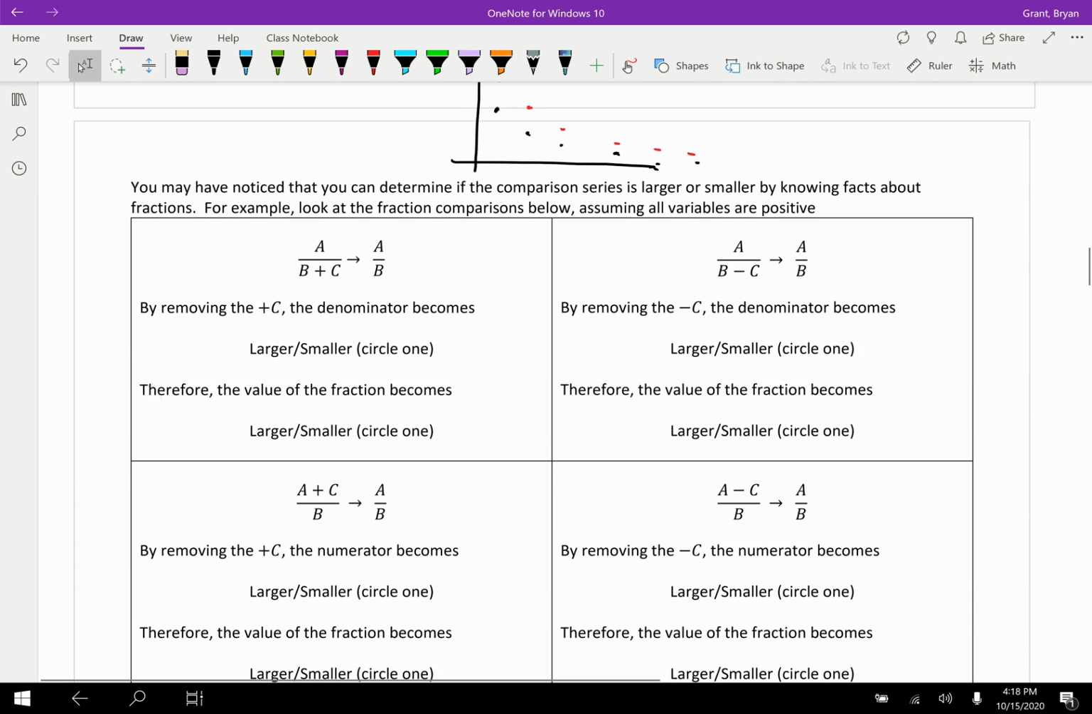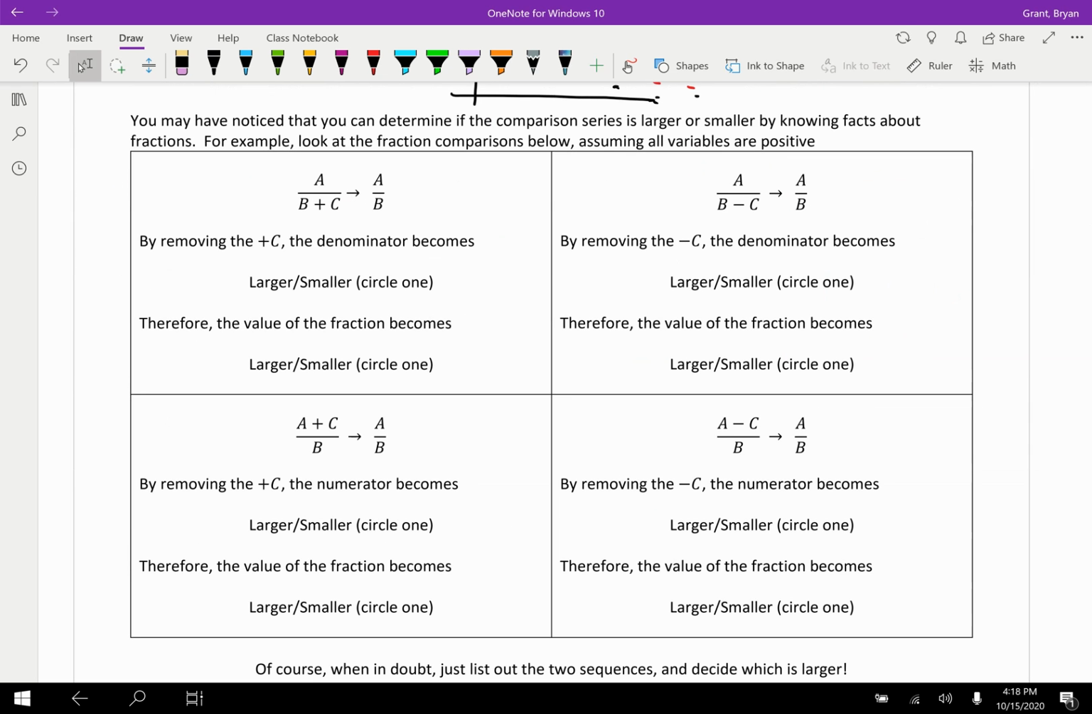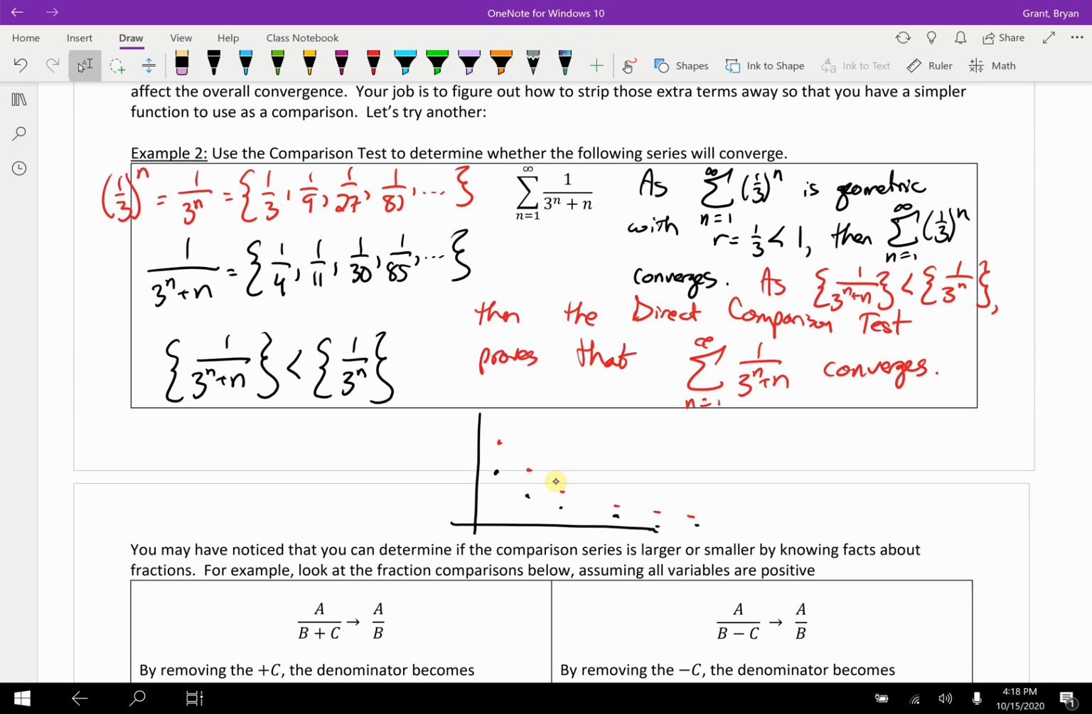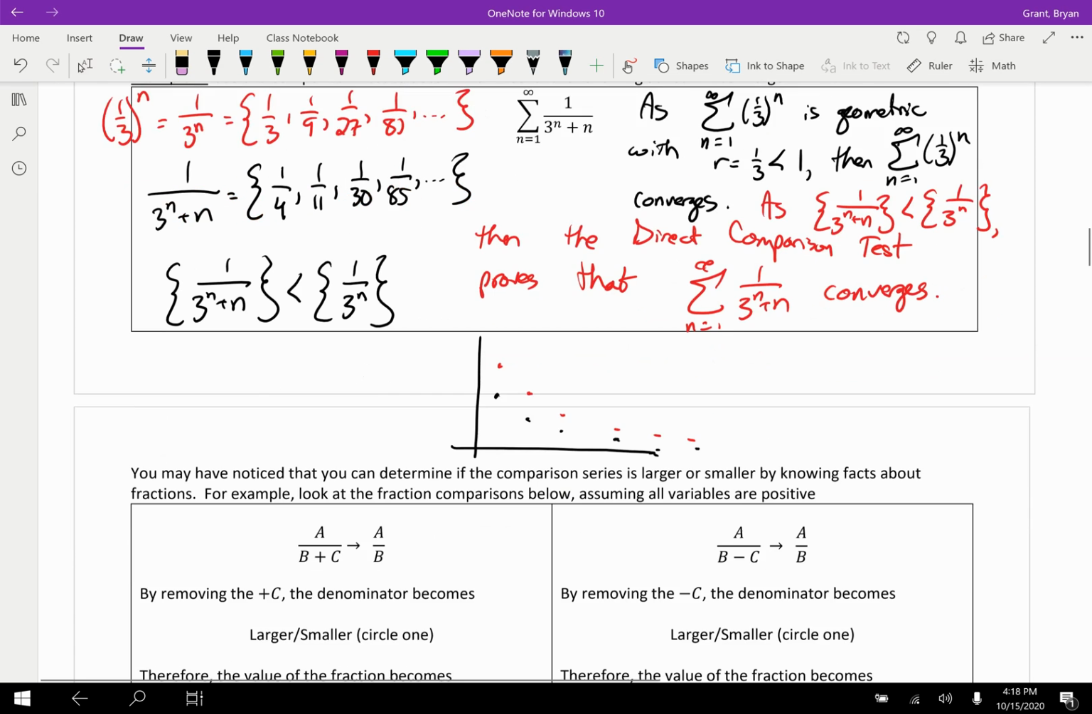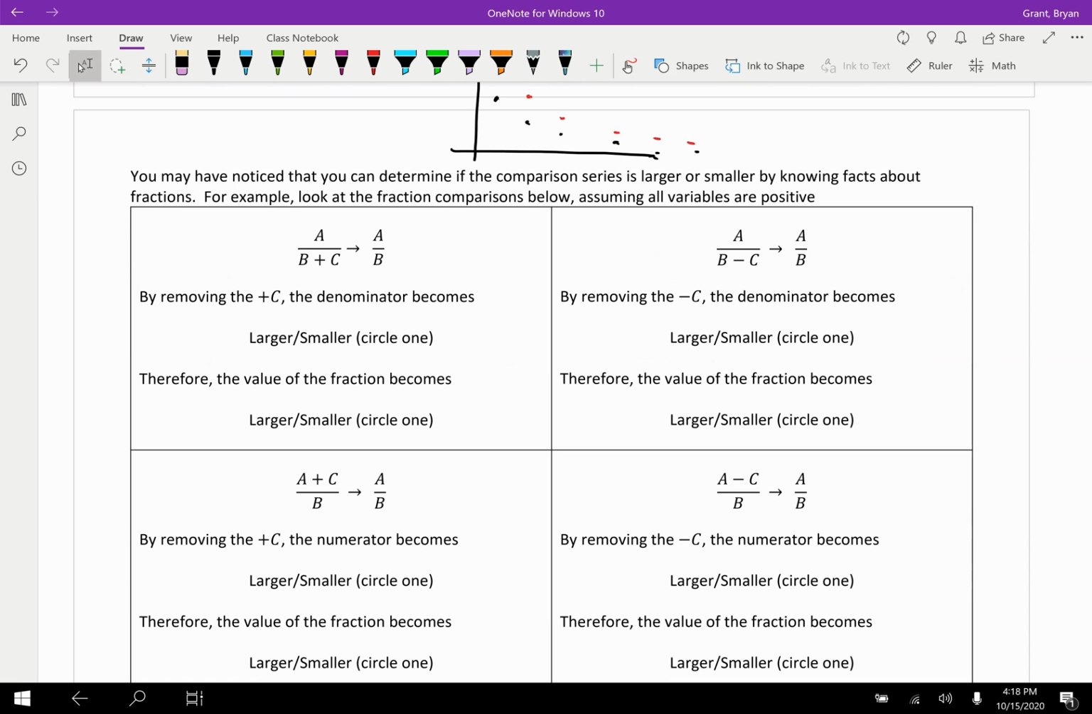Now, we've talked a little bit about fractions here, but maybe you noticed that you can actually determine if the comparison series is larger or smaller without writing out these terms, just by knowing a couple facts about fractions. So let's look at two comparison fractions here. I'm going to look at the fraction a divided by b plus c, and compare it to a divided by b.